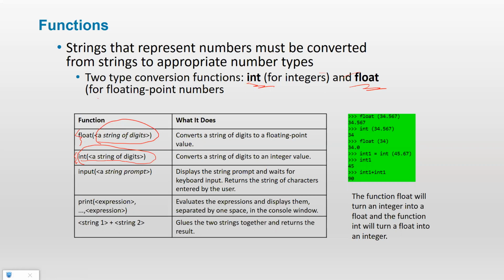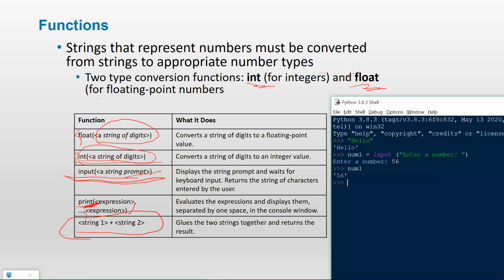And this will convert it into a whole number. And you already know this, right? Input we learned, and print we also learned. And notice that when you use print, if you want to print multiple things, you separate them with a comma, okay? And you can add two strings together. You can concatenate them. So those are the functions, and let's look at them.